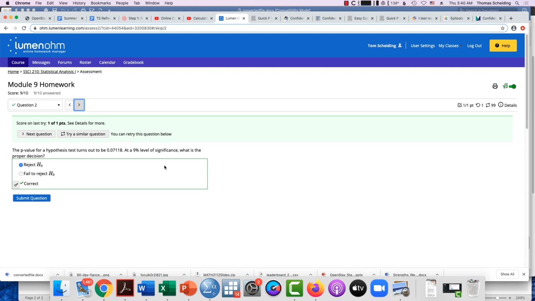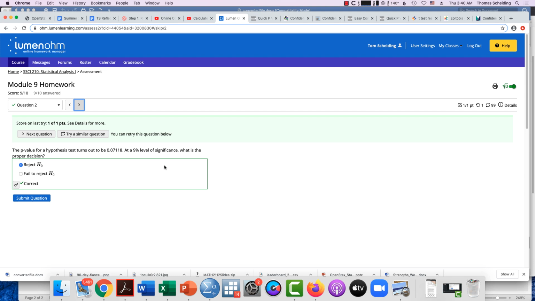So imagine that this is like the left tail or the right tail of a distribution. It'd be like saying you're going further to the left if it was a left tail, or further to the right if it was a right tail. So here I have a p-value that turns out to be 0.07118. Or in percentage terms, that would be 7.118%. At a 9% level of significance, what is the proper decision?